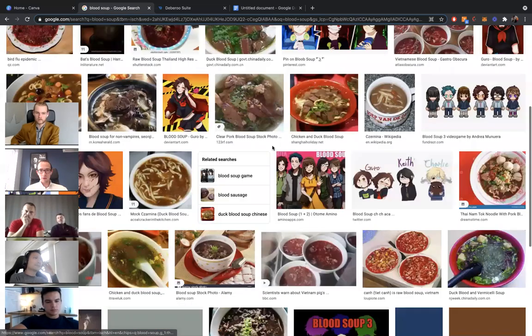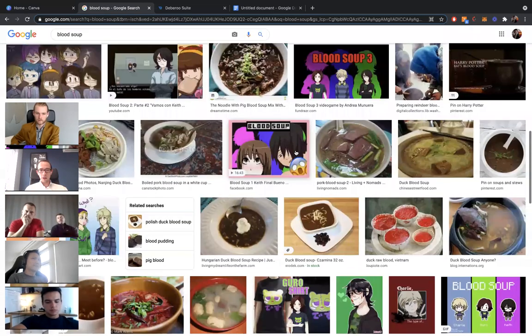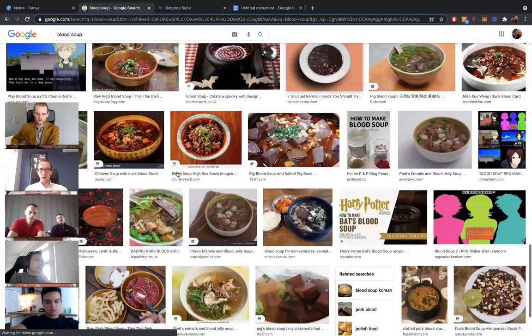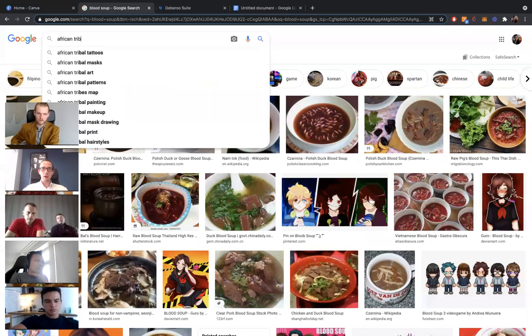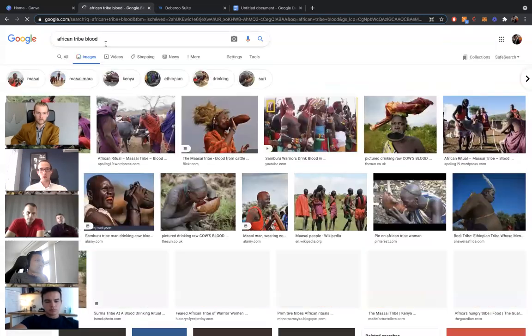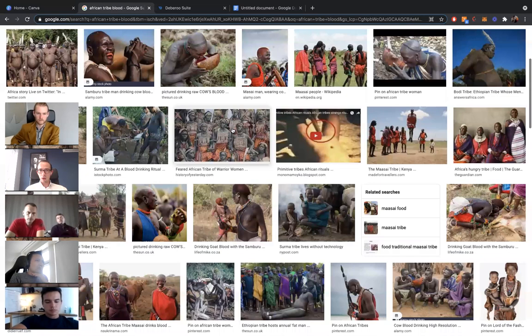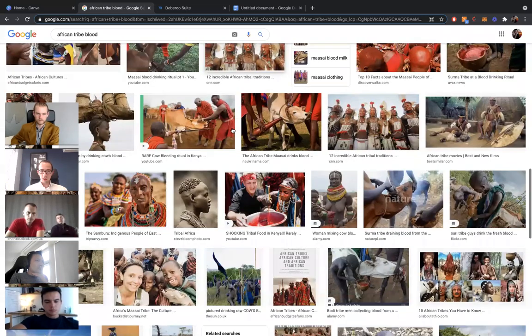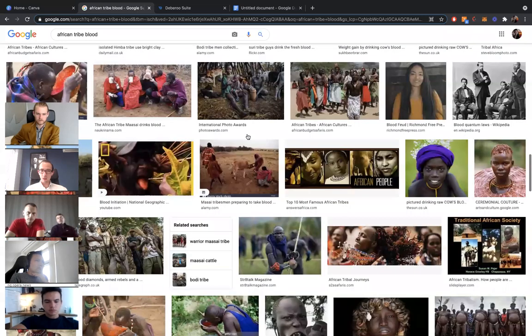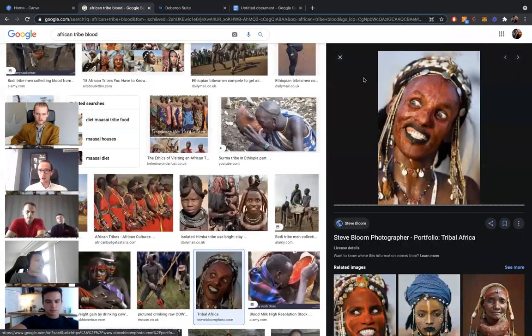Sure. Okay, so when I type in blood soup, we get the original dish, blood soup, right? So we'll have to go back to the African tribe drinking raw blood, stew, milk. It will take me some time to find the right image, but at least then we have something. This one is scary as well.